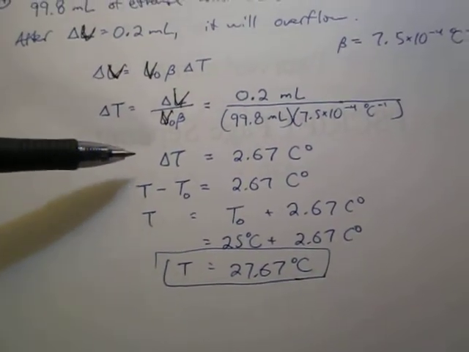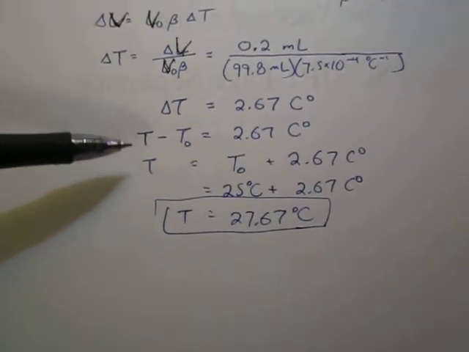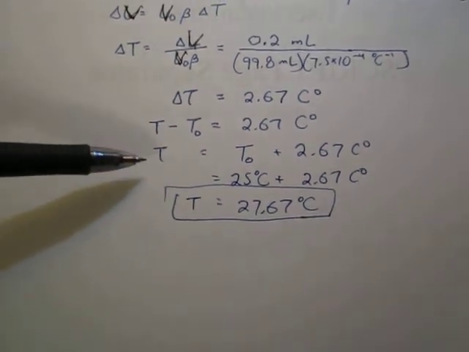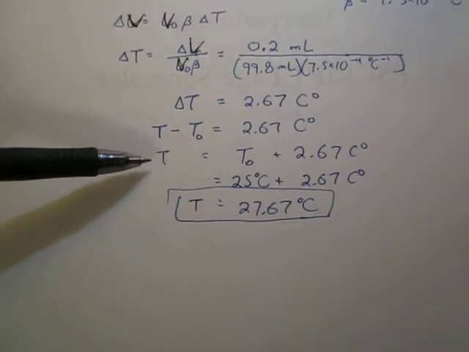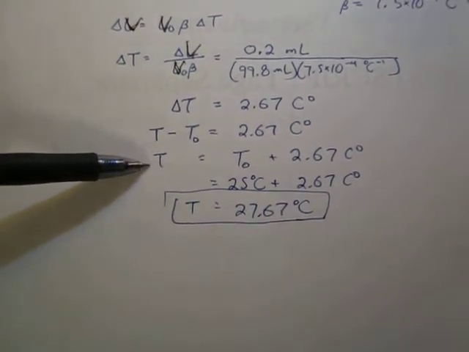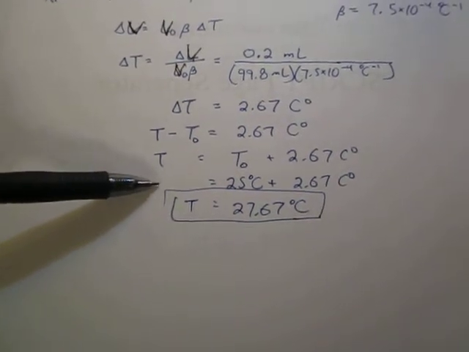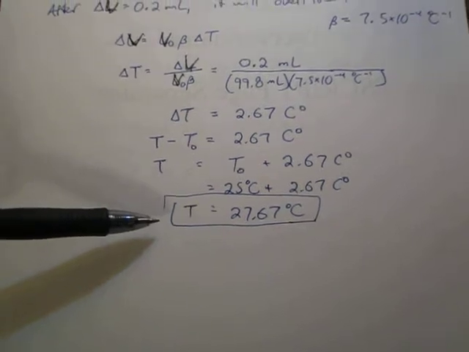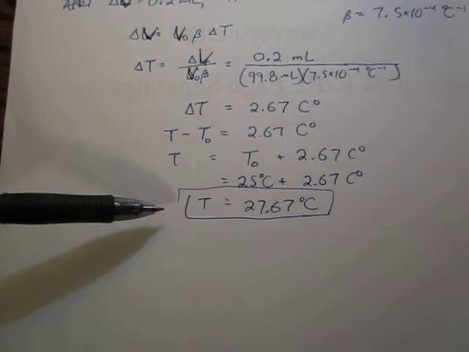Now, we want to know what the actual temperature is. So remember, change in temperature is final minus initial. So we call that T minus T naught, and we want to solve for T. Add T naught to both sides of this equation, and we get T equals T naught plus 2.67 Celsius degrees. 25 degrees Celsius plus 2.67. The temperature at which the ethanol will overflow is 27.67 degrees Celsius.